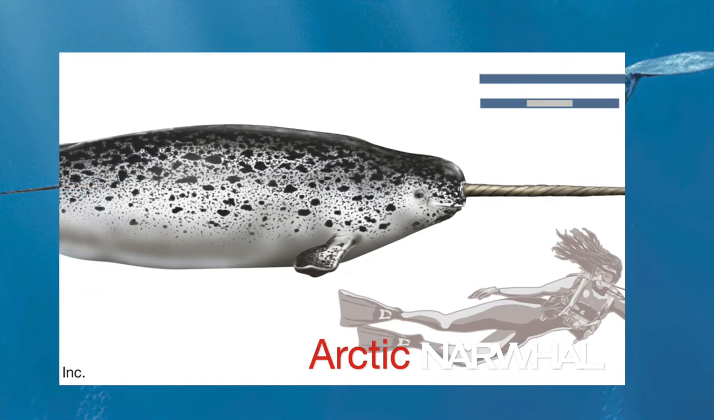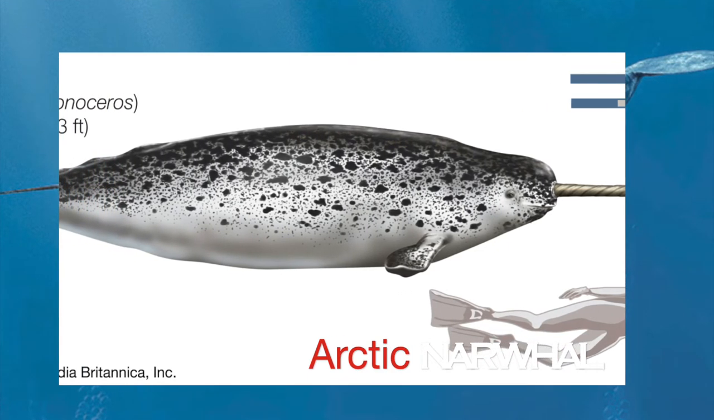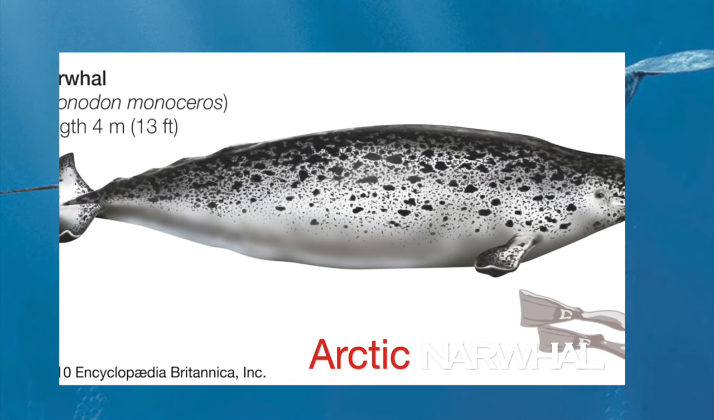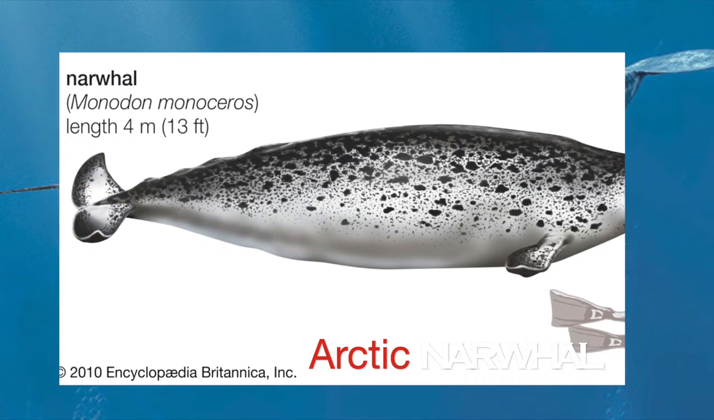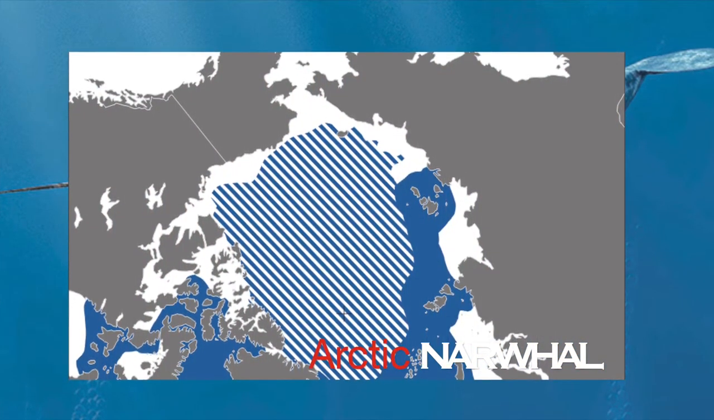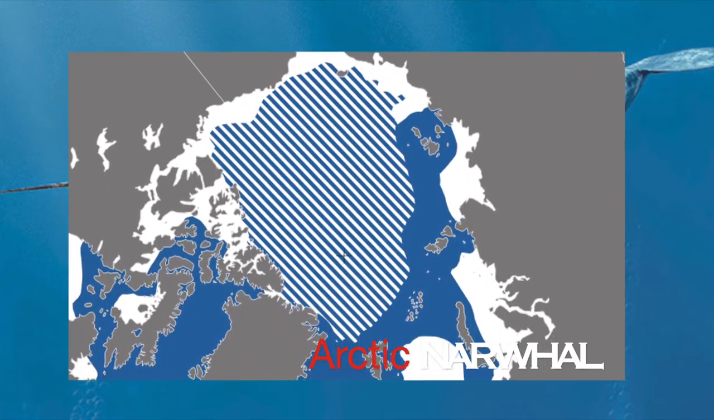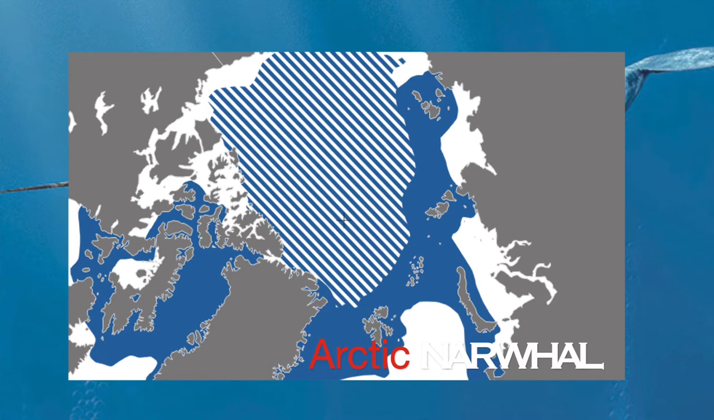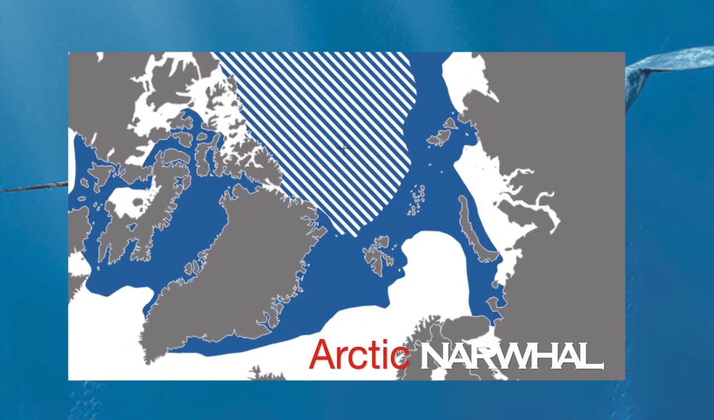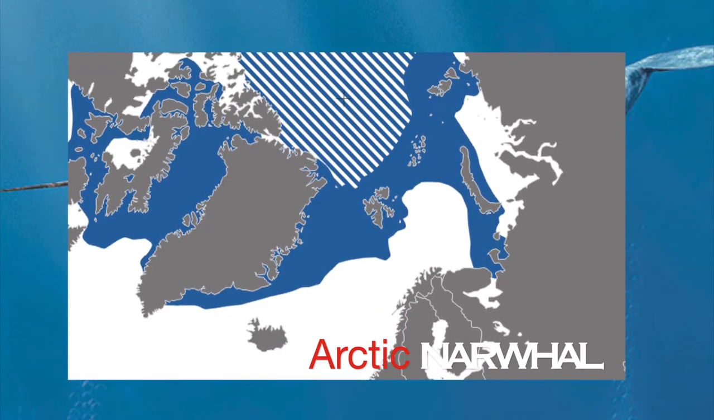Narwhals do not have a dorsal fin, and their neck vertebrae are joined like those of most other mammals, not fused as in dolphins and most whales. Primarily found in the Canadian Arctic and Greenland and Russian waters, narwhals are uniquely specialized Arctic predators. In winter, they feed on benthic prey, mostly flatfish, under dense pack ice. During the summer, narwhals eat mostly Arctic cod and Greenland halibut, with other fish such as polar cod making up the remainder of their diet.